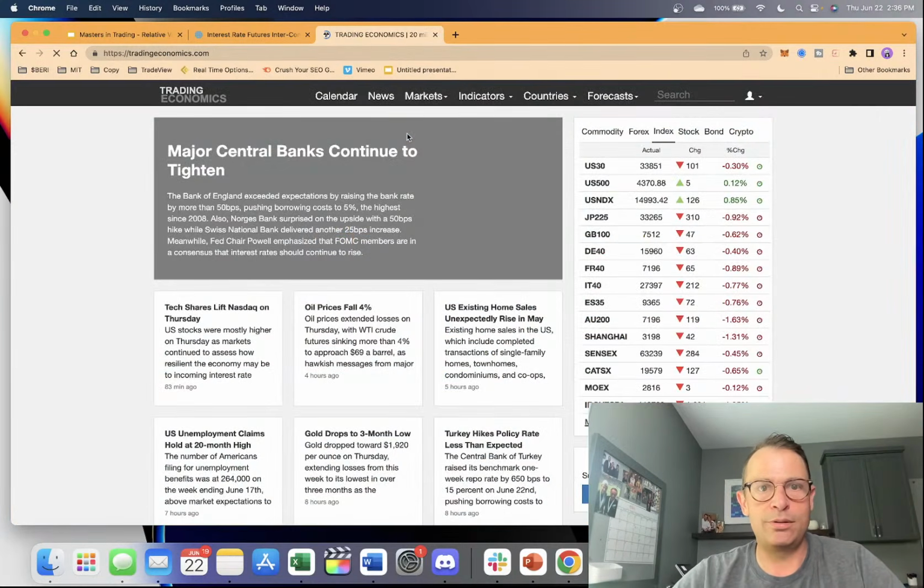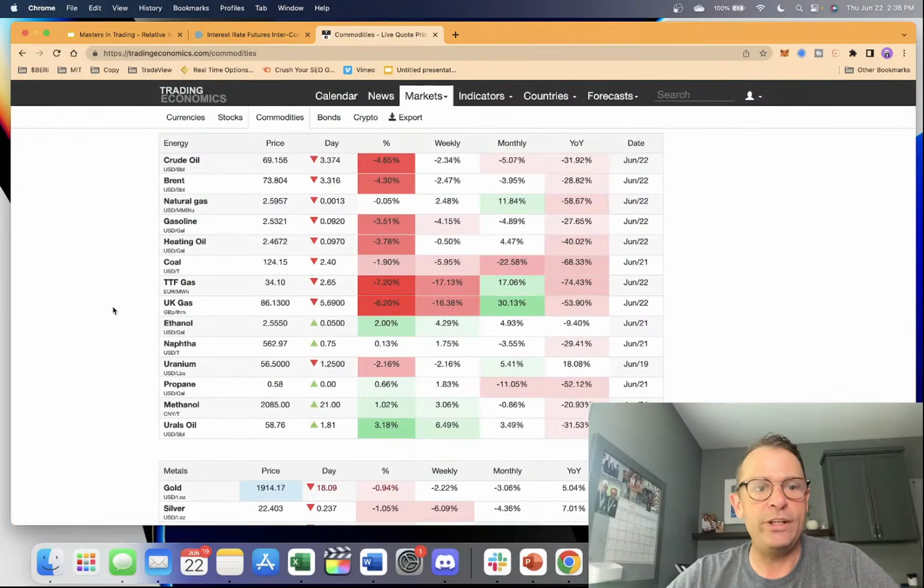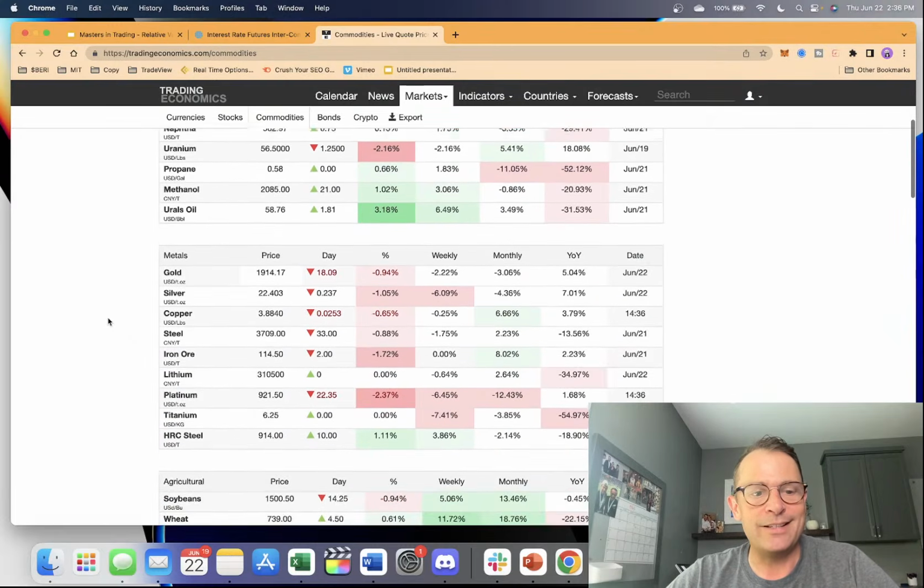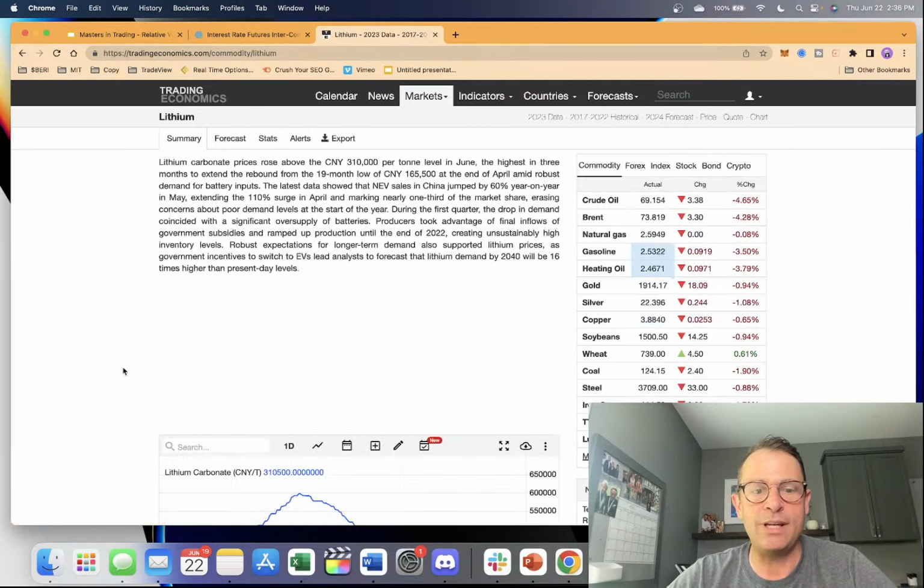So here's a good site, guys. It's called Trading Economics. And we use this site because you can get the cash value of a lot of random instruments. It's not so easy to get the cash price of lithium, but if you go to Trading Economics, you can.